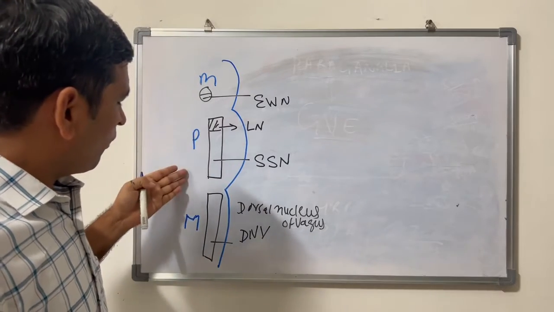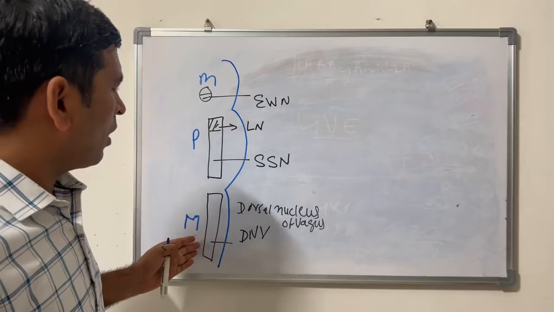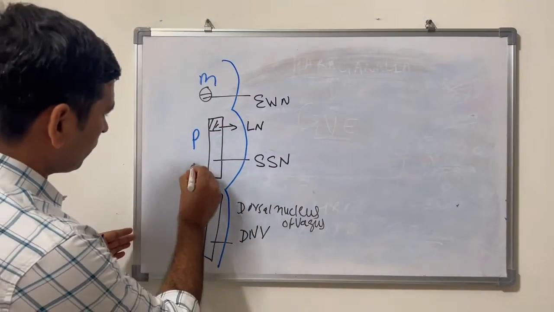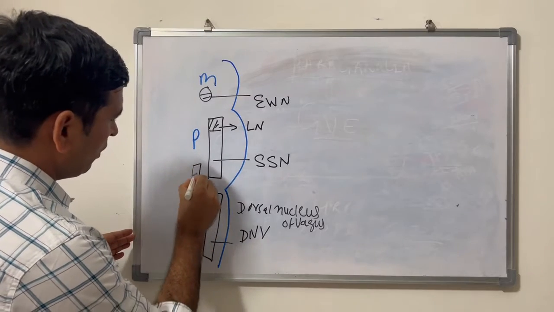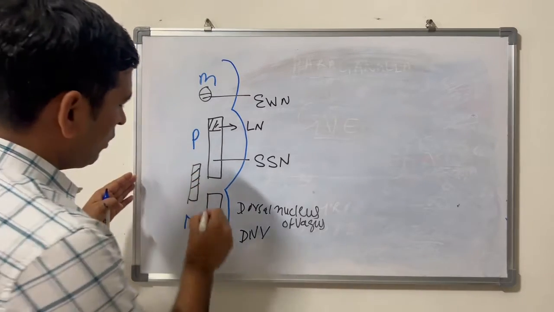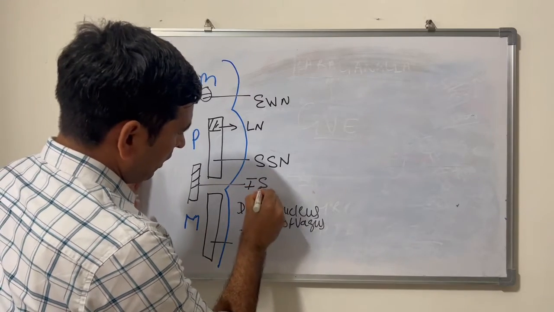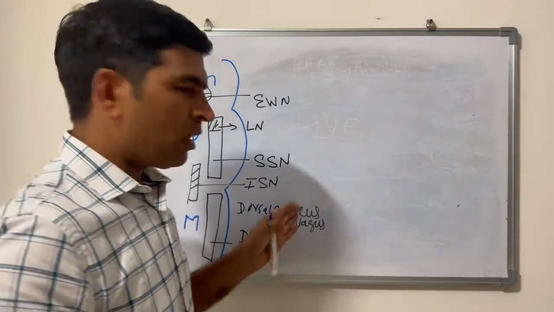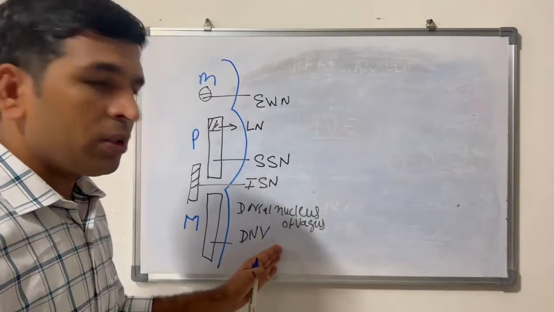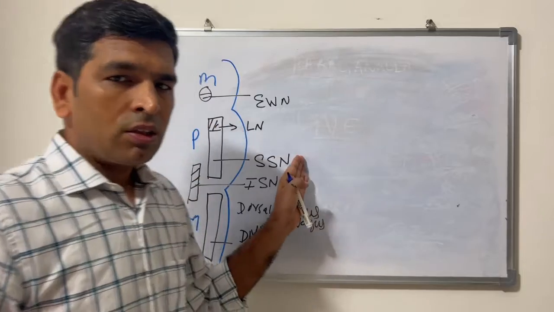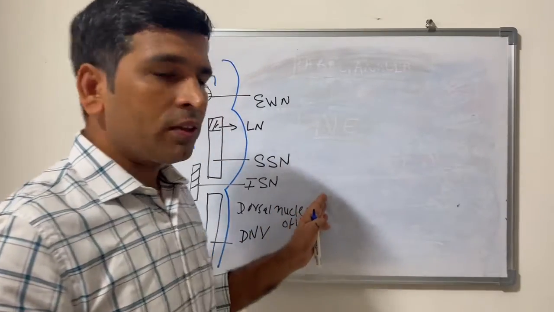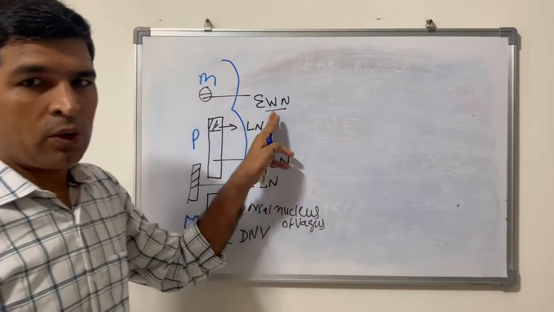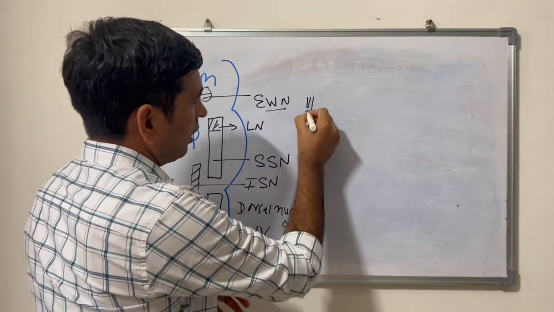So these three nuclei, and another for glossopharyngeal, that is in the lower pons, the inferior salivatory nucleus. These four nuclei are the main parasympathetic supply of the head and neck, which supply the lacrimal gland, submandibular gland, and the sublingual glands. This Edinger-Westphal nucleus is related to the third nerve.